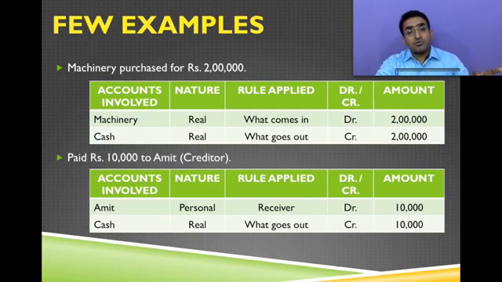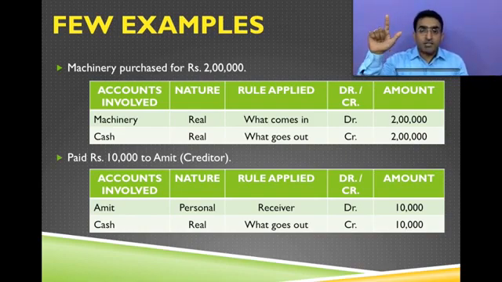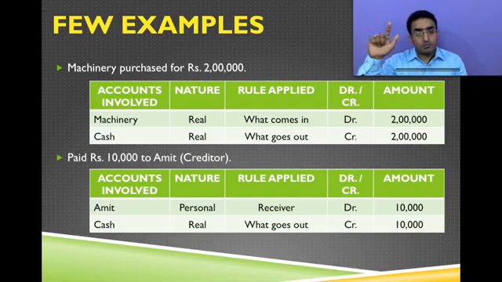Paid 10,000 to creditor Amit. What happened? Amit and cash, these two accounts are there. Amit is a personal account, cash a real account. As per the modern approach, what will happen? Amit is a liability, cash is an asset. Liability is decreasing, debit. Cash asset is decreasing, credit.